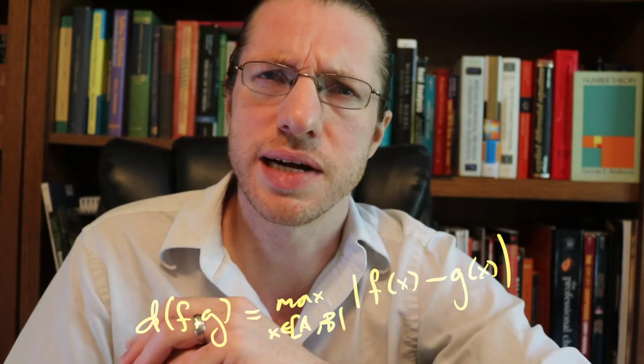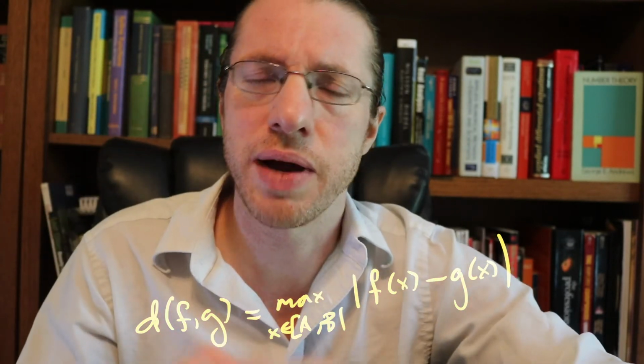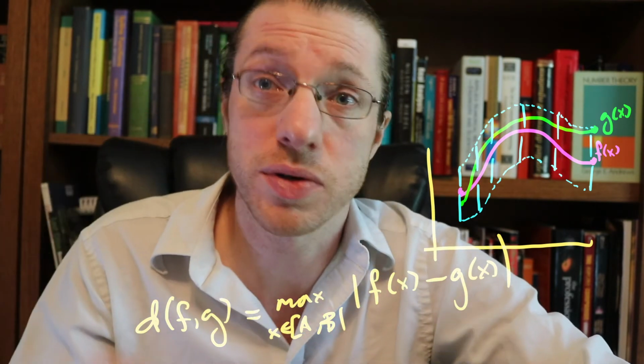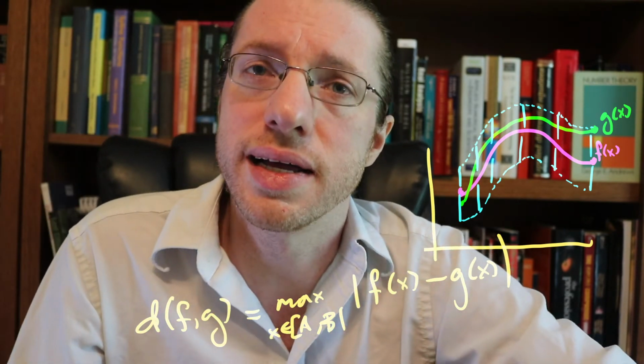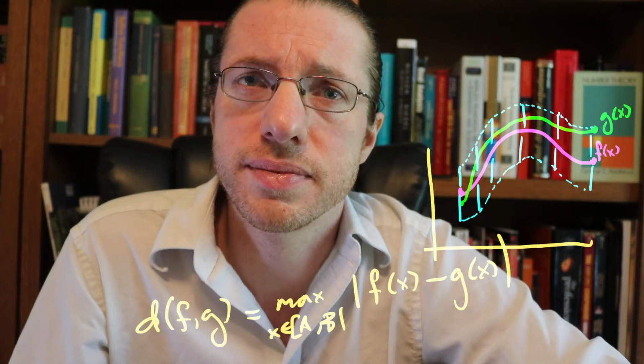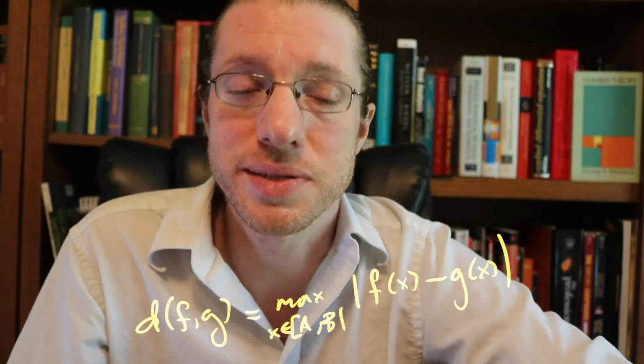More or less it boils down to being able to fit a window or envelope around one function to contain another one. And if you can do that, then the width of that envelope, or the smallest width that you can choose, ends up being the distance between two continuous functions.